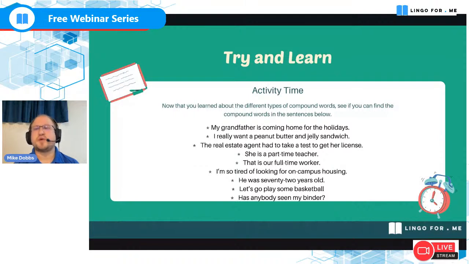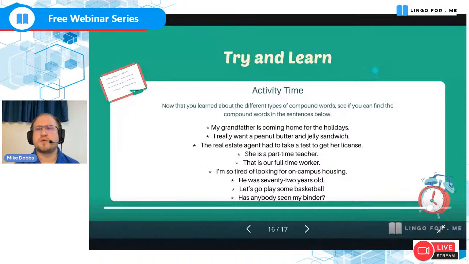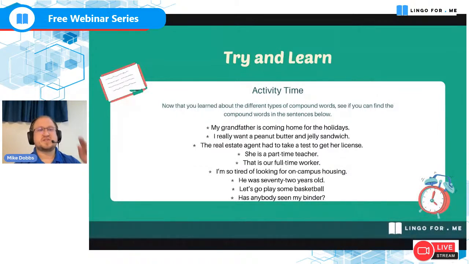So the next one is: he was 72 years old. We'll see if you can get this one here. So the compound word here is 72. We take the number 70, and then we add 2, and we put them together. That's why you have the compound here. So 72 means it's 70 plus 2. So, 72 years old.